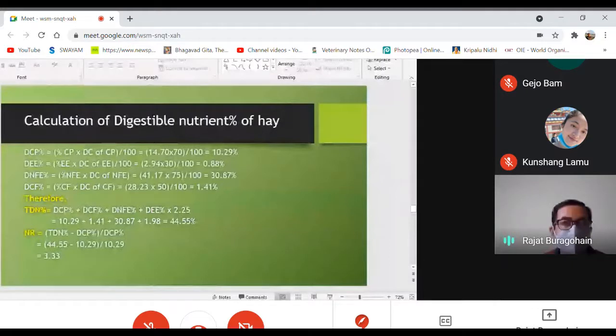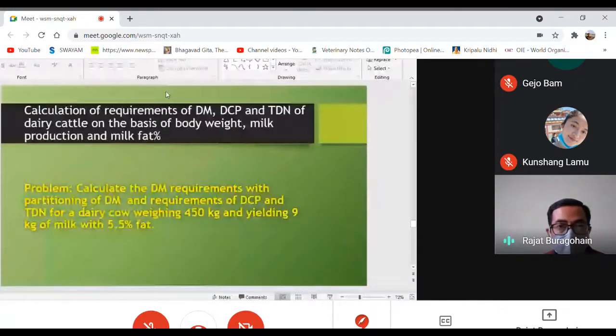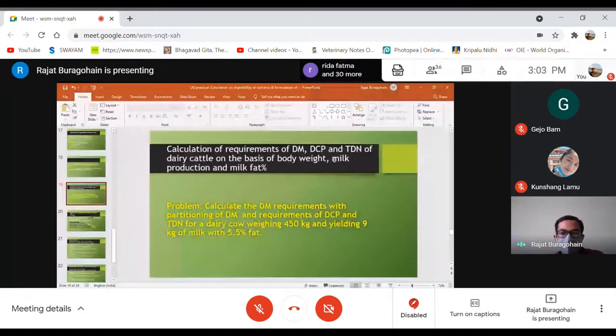Calculation of requirement of diameter, DCP, and TDN of dairy cattle on the basis of body weight, milk production, and milk fat percentage. These things may be discussed by Samato sir, while he discusses how to calculate nutrient requirement for growth, for maintenance, for production. If it is calculated there, this will be repetition. Anyway, in practical also we have this type of thing, and this is the problem. Calculate the diameter requirements with partitioning of diameter.